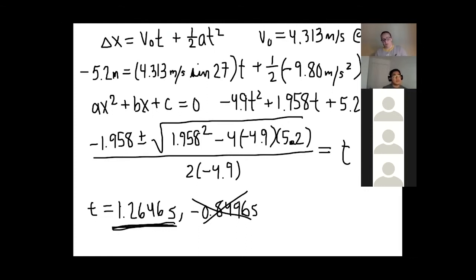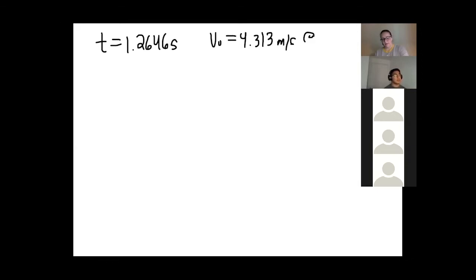So I'm going to clear the whiteboard from here. Given that t in the air is equal to 1.2646 seconds, and my velocity initial was 4.313 meters per second at 27 degrees, can I use this to now solve for my final answer that I'm looking for, which is horizontal distance?